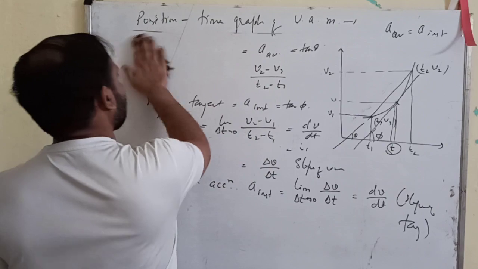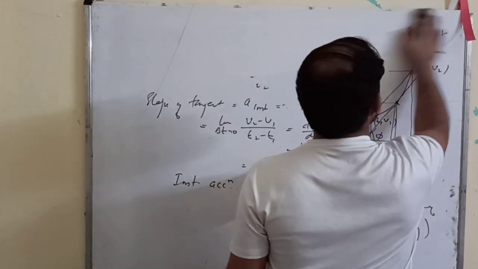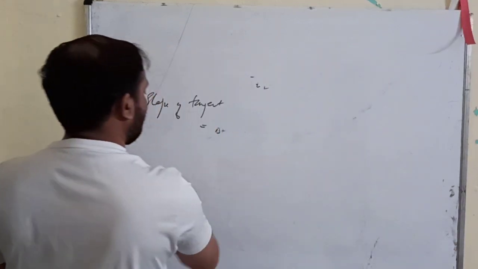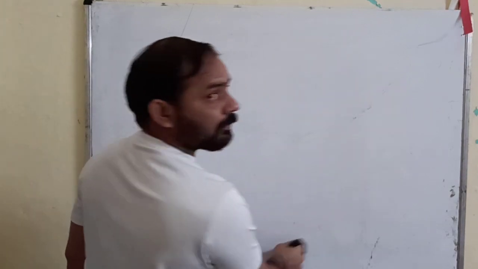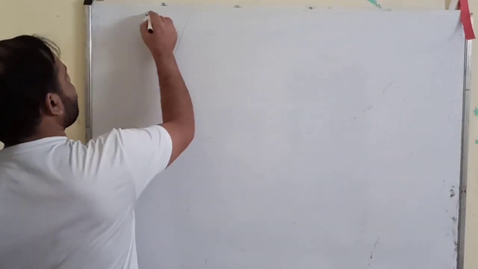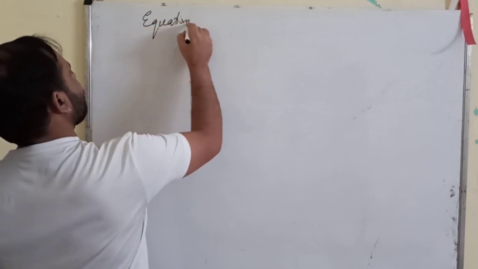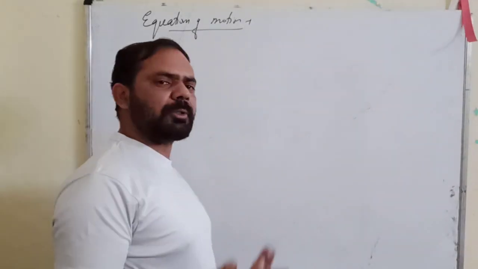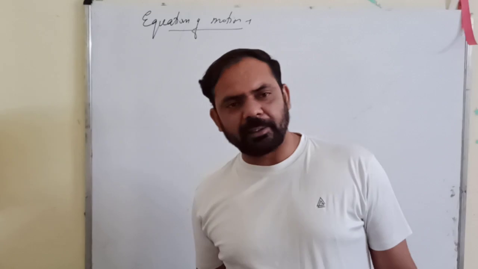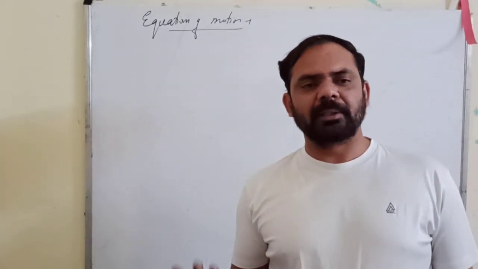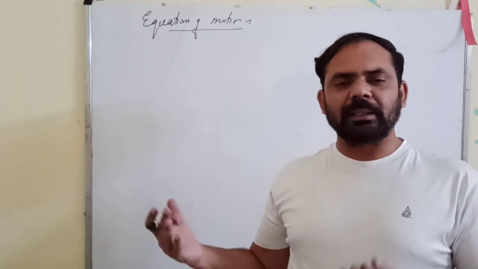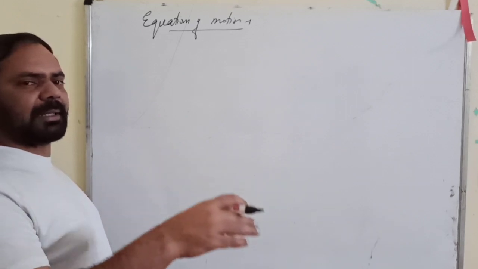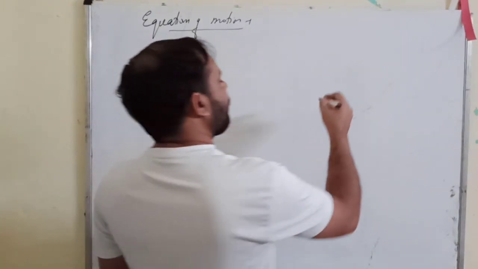Alright, so the last topic in this chapter. This was a small chapter. The last topic here is equations of motion. Equations of motion means v equals u plus at, s equals ut plus half at square, v square minus u square equals 2as, that you have already gone through in your class 9th syllabus, and you obtained these equations of motion graphically in class 9th. Okay, it was included there.